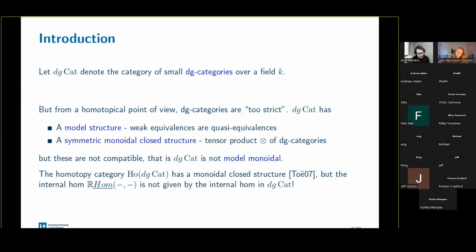And it's certainly not the case that this internal HOM is just given by the internal HOM of DG categories or something. It doesn't descend nicely to the homotopy category. So that's a bit annoying to work with. You don't get it for free.